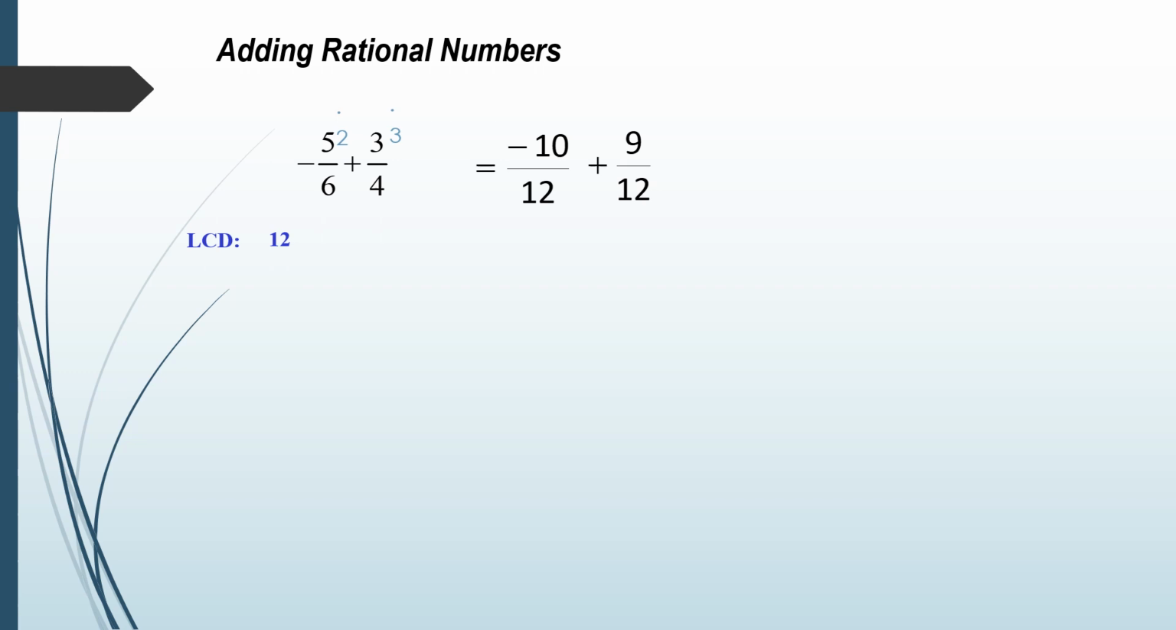Negative 10 plus 9. So, magsasubtract tayo. So, maging negative 1, right? Kasi mas mataas yung 10, negative 1. Then, copy the LCD 12. That's why we have negative 1 over 12. That is our lowest term.